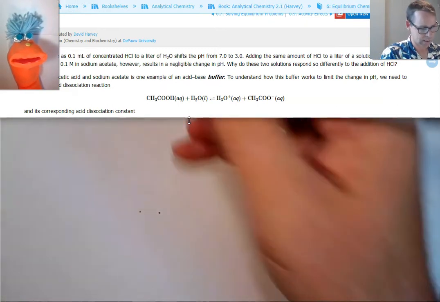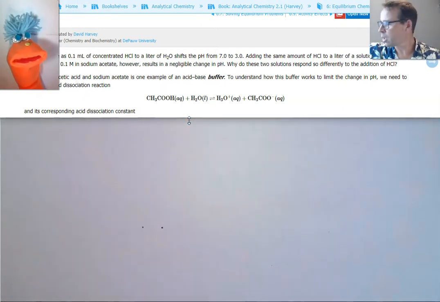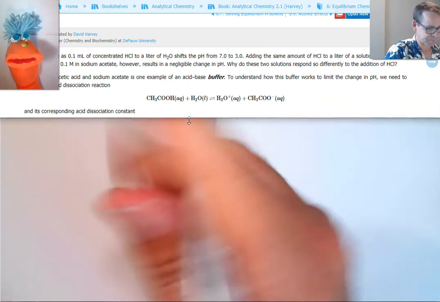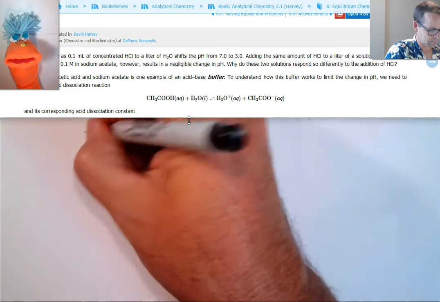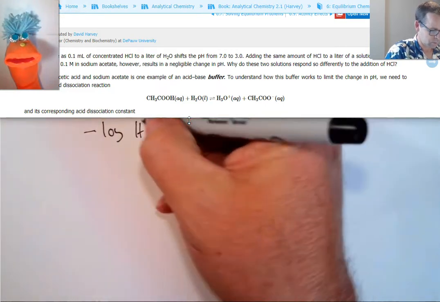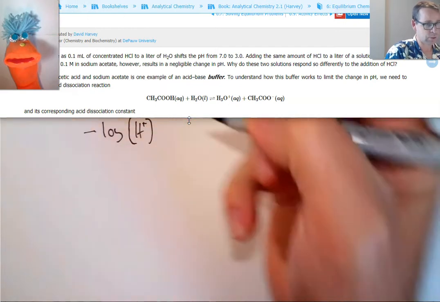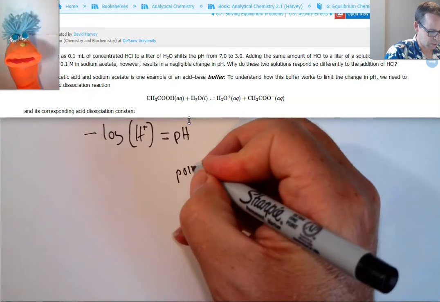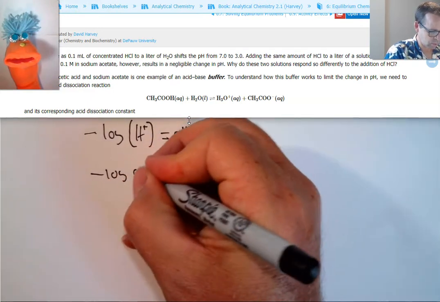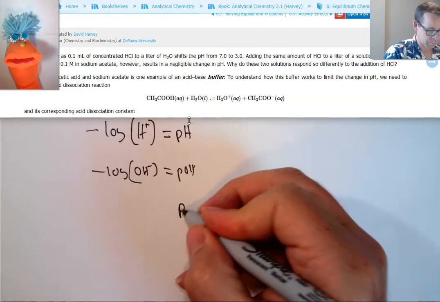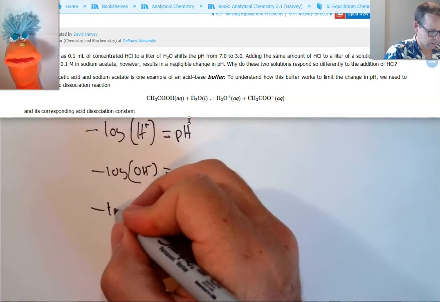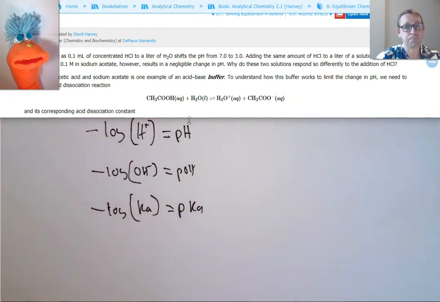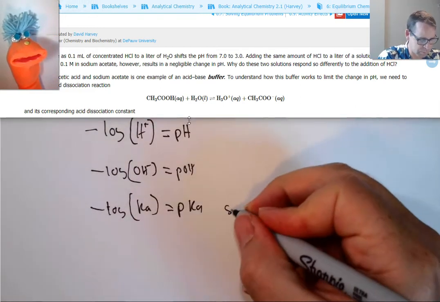pKa, or p anything, like in the case of pH, right? If I have pH, that means the negative log of the hydrogen ion concentration, and again, that's molar hydrogen ion concentration. That is the pH, right? pOH is the negative log of the OH ion concentration. So pKa is the negative log of the Ka. And what the pKa ends up being is it becomes a special pH.